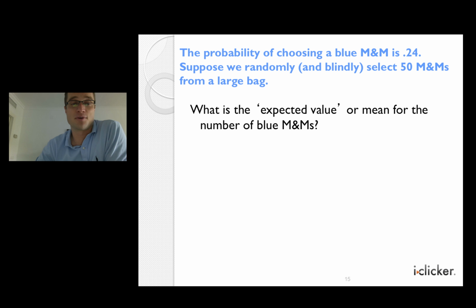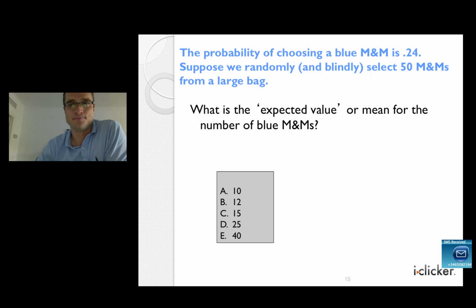What's the expected number, the average or mean, of blue M&Ms that we're going to get? Hopefully this is clear. This is going to be 50 times 0.24. So 50 times 0.24 gives us 12. So we'd expect 12 blue M&Ms.